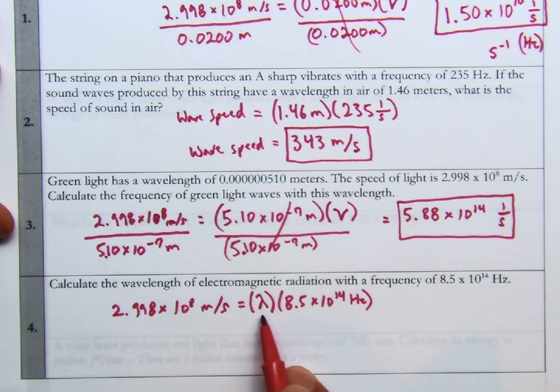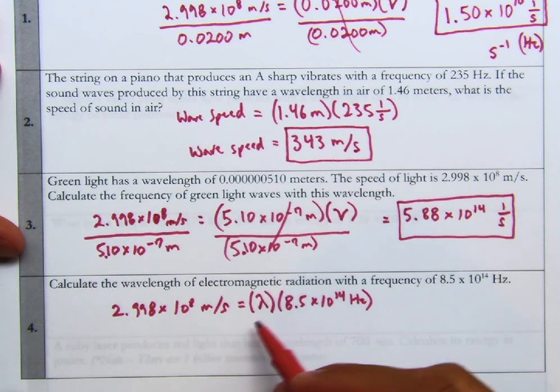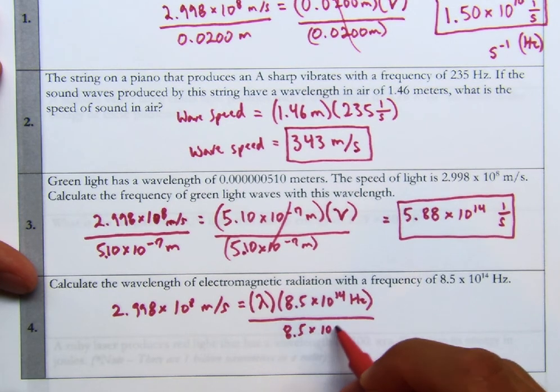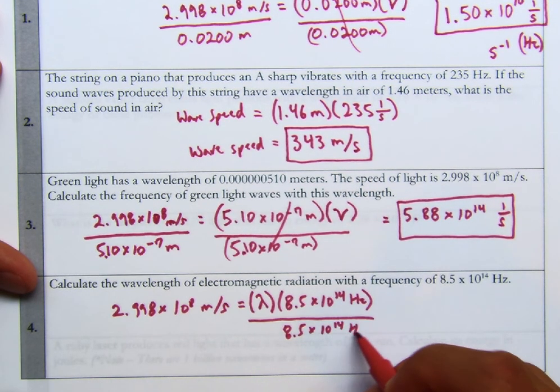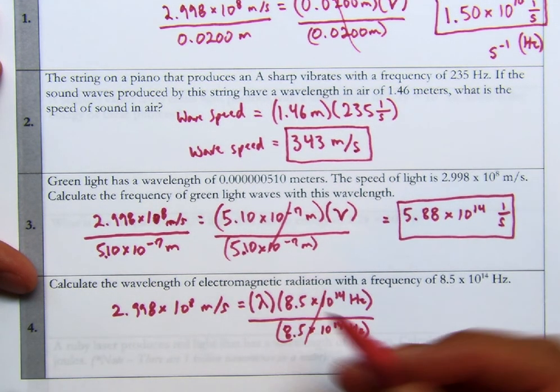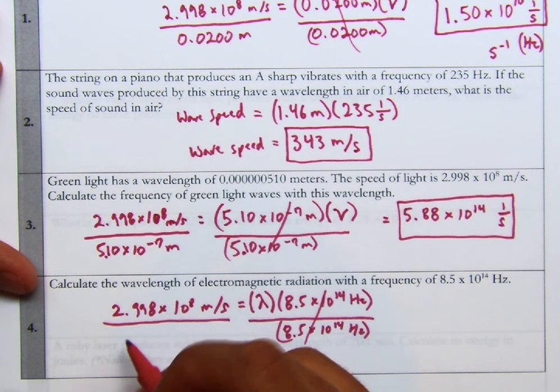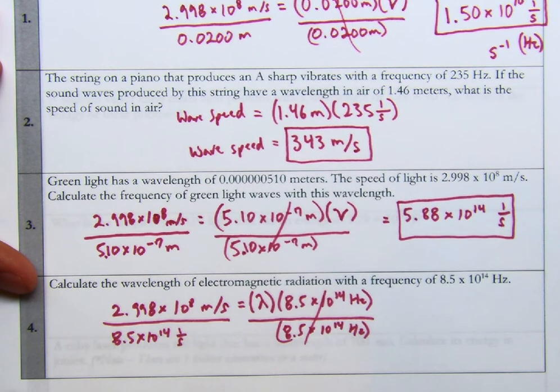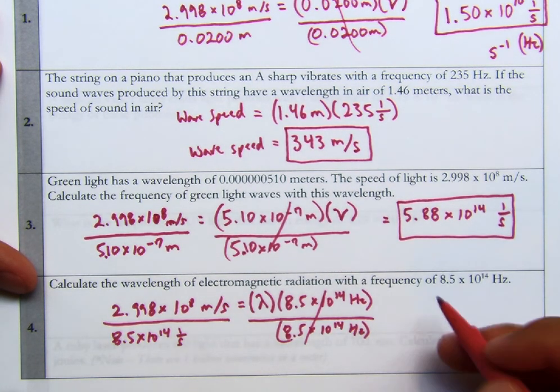Just like before, we're solving for this like it's x. So we're going to divide by 8.5 times 10 to the 14th. That cancels. Whatever you do to one side, you do to the other. 8.5 times 10 to the 14th hertz, which is the same as 1 over seconds. And what you'll get is your wavelength.